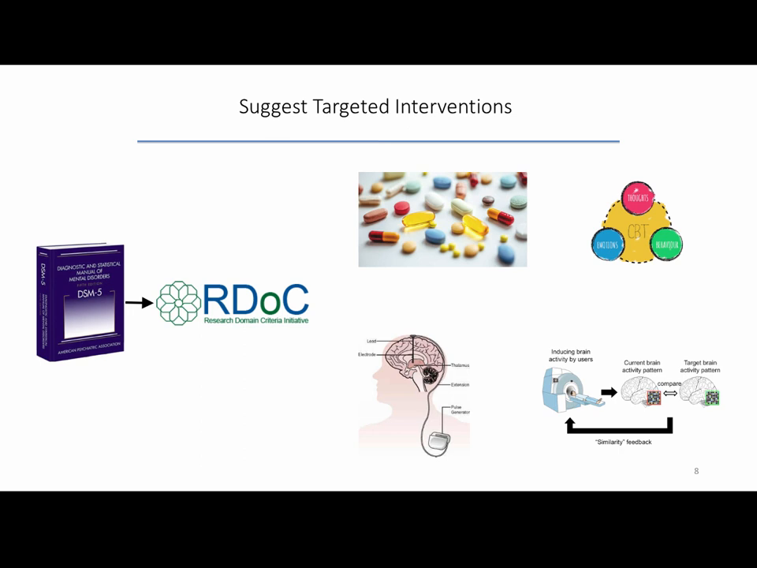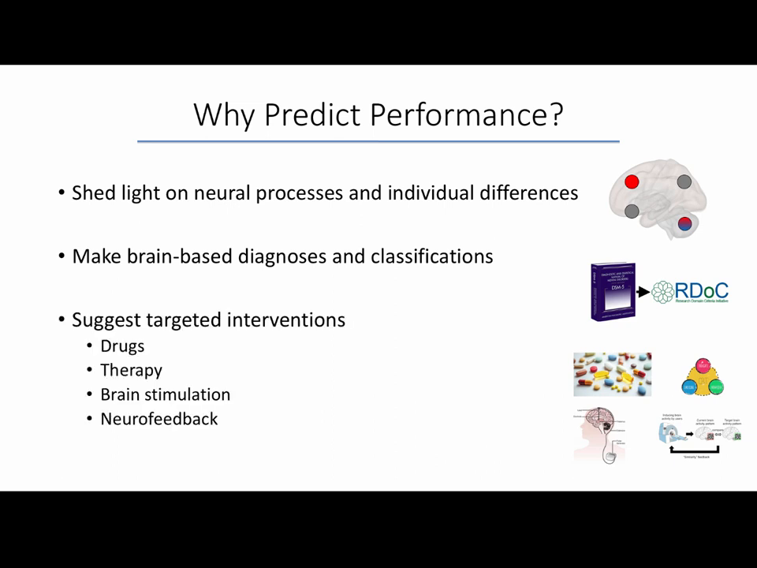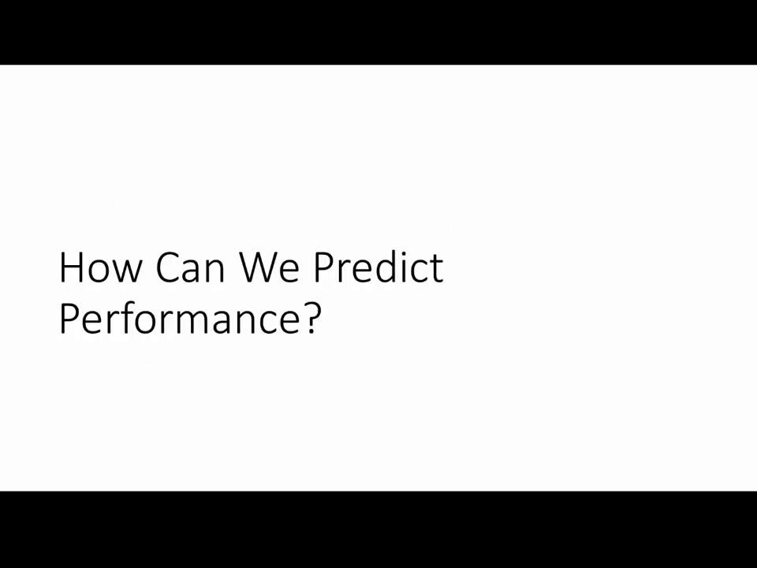Or even if it's not a system that's well known to be linked to drugs, then you can still try to do targeted therapy in the form of deep brain stimulation, or even shallow brain stimulation, or something like neurofeedback, where the person uses their own brain activity read out to them to try to change it. So to summarize, we can use prediction performance to shed light on neural processes and individual differences. We're making brain-based diagnoses and classifications down the road, and hopefully to suggest targeted interventions that might be useful for this specific person. So that all sounds great.